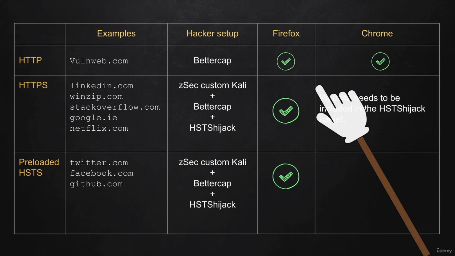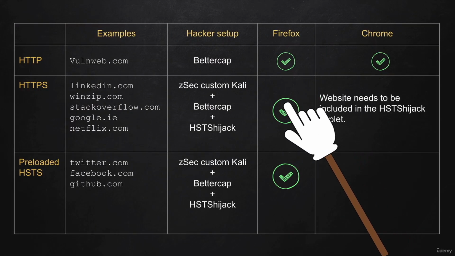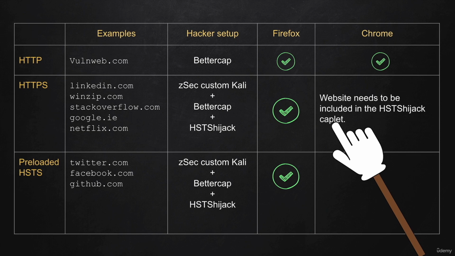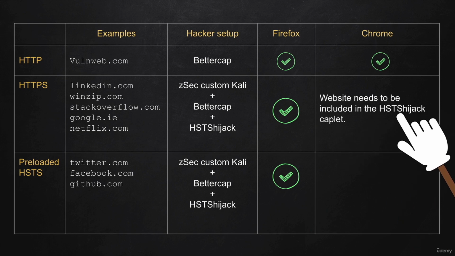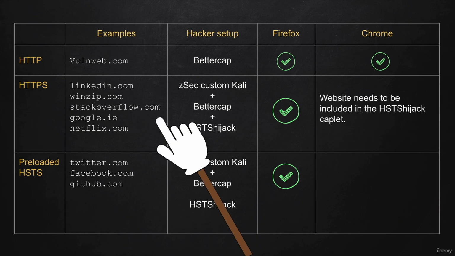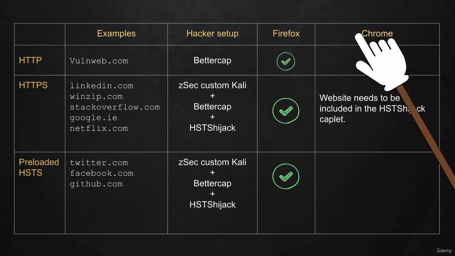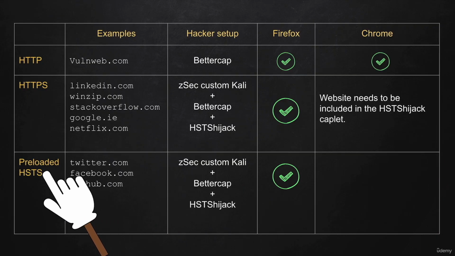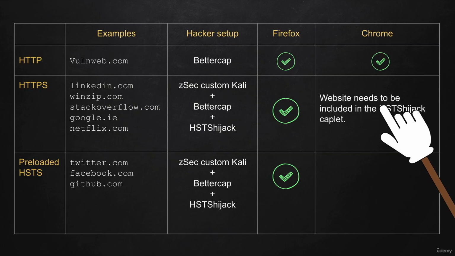So the main idea is all you have to do is simply add the websites that you want to downgrade to HTTP in your HSTS hijack caplet. So that's HTTPS for Chrome done. Let's go ahead and take a look at preloaded HSTS websites on Chrome.